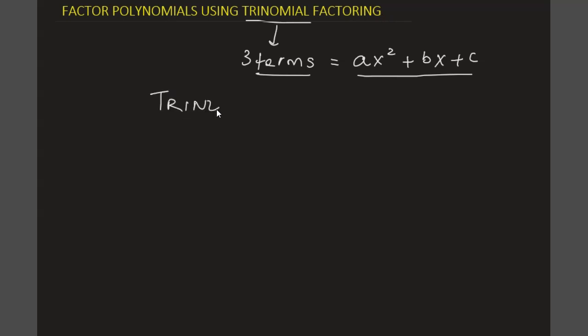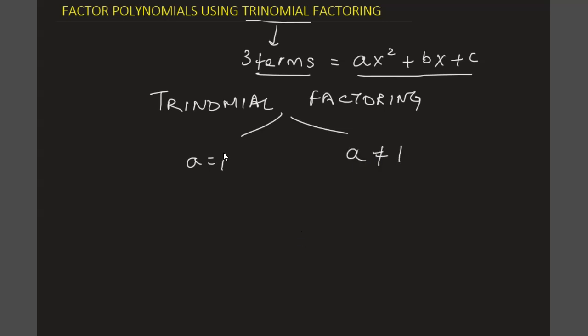Now trinomial factoring is of two types. The first type is when a is equal to 1. And the second type is when a is not equal to 1. Let's take up examples when a is equal to 1.